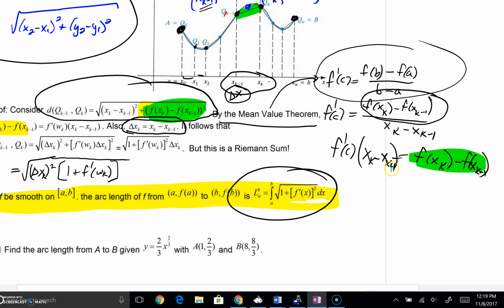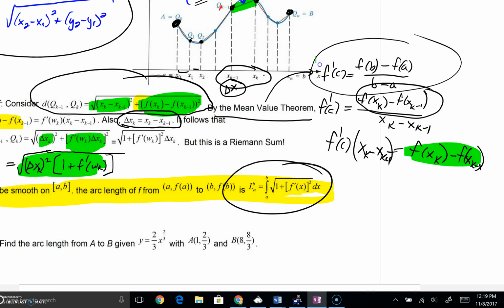But x sub k minus x sub k plus 1 is delta x. So this x2 minus x1 is your delta x as well. So all of a sudden, that distance formula could be rewritten in that form. And you're going to notice that both of those expressions have a delta x squared. We could factor out that delta x squared, take the square root of it, and that's that intermediary step right here. Once we pull that delta x out, we would have this right here.